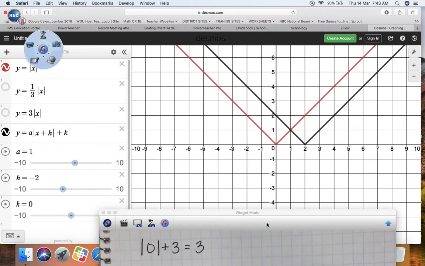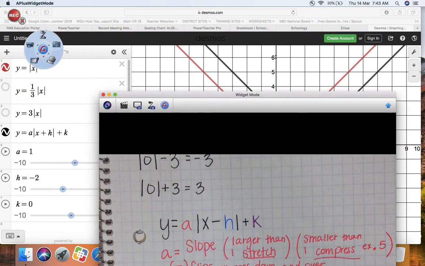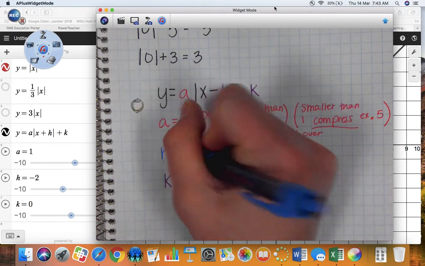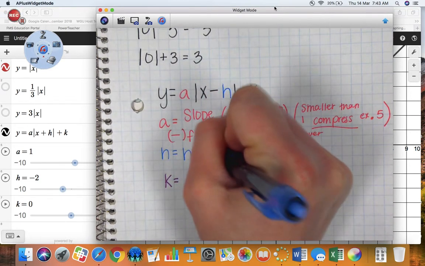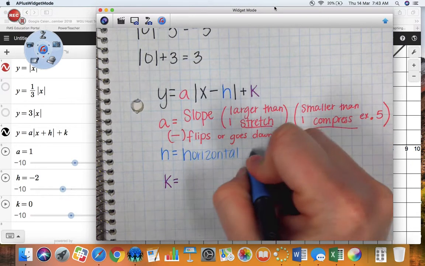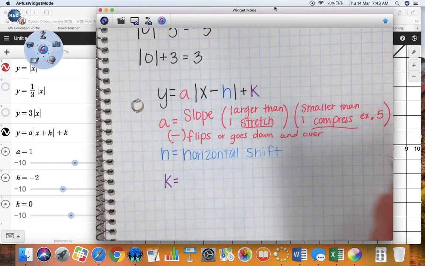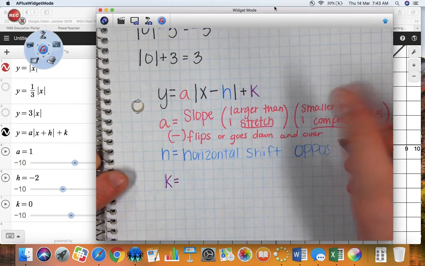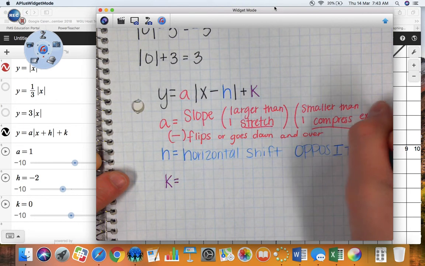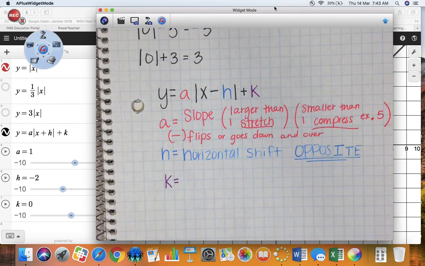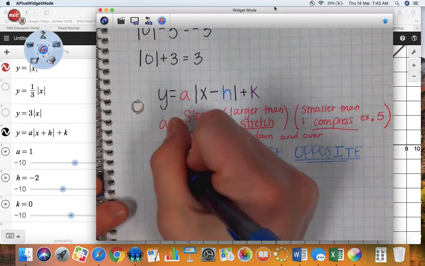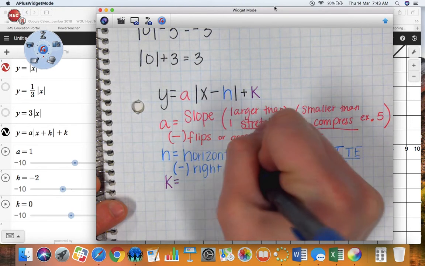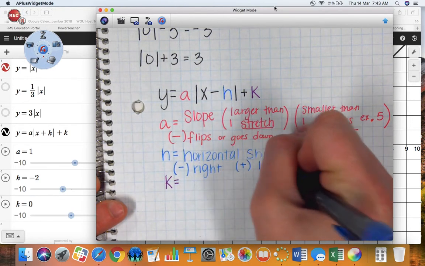So the h, oops, sorry, I dragged it. So h is a horizontal shift, and I want you to write opposite, really big. It's the opposite direction of what you think. So if it's negative, it moves right. Positive moves left.